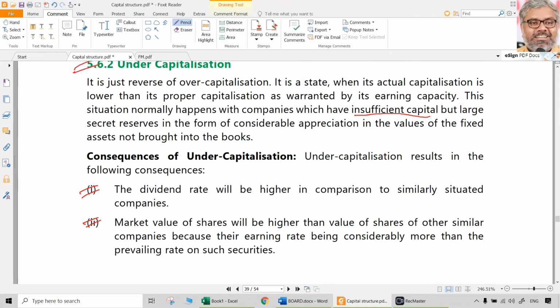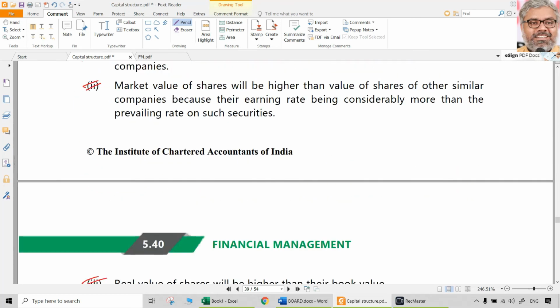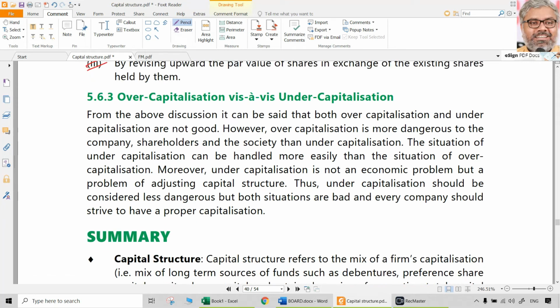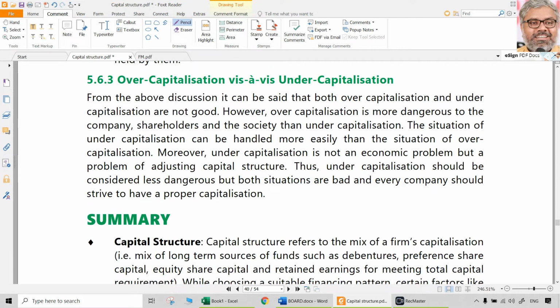There are a lot of regulations for that. So it can't happen like that. But the point is, both undercapitalization and overcapitalization are not really good. Both of them are not considered to be good situations.